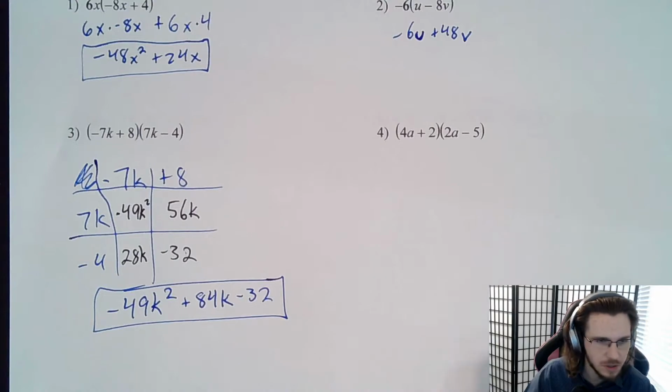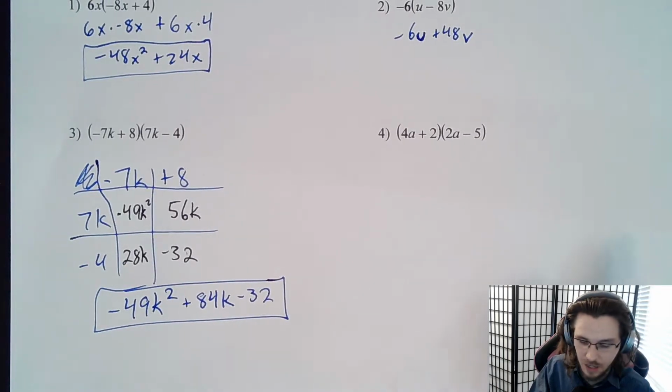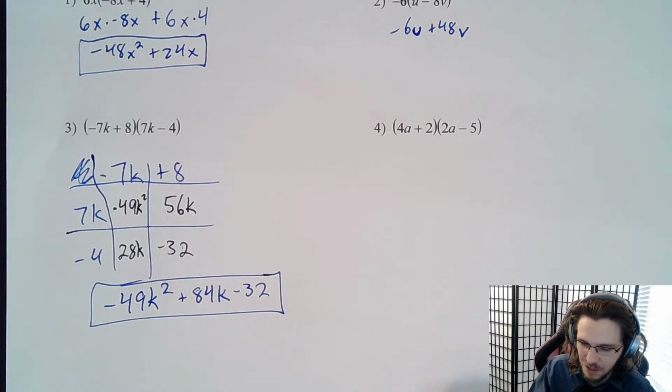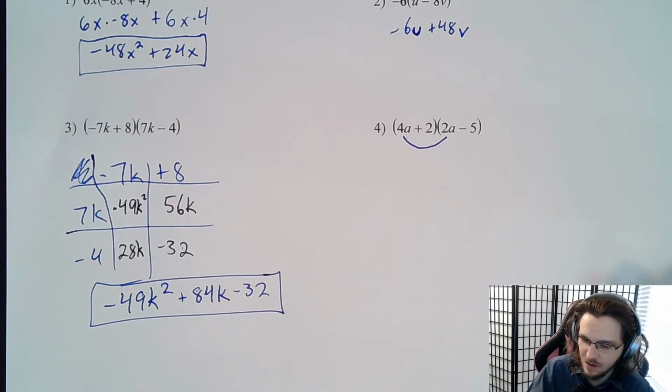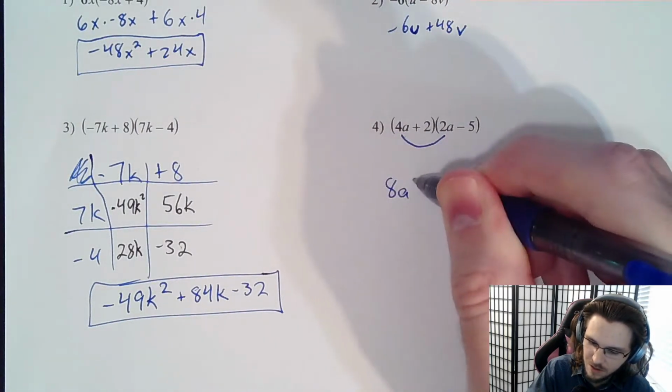So the box method's great. I do like it. It's nice and visual, pretty easy to set up. However, some students don't like showing all that work, and honestly, I don't like showing all that work when I'm actually doing questions. I'd rather use the FOIL method. So remember that FOIL stands for first, outer, inner, last. We're going to multiply the first two together here. So 4a times 2a, that's 8a squared.